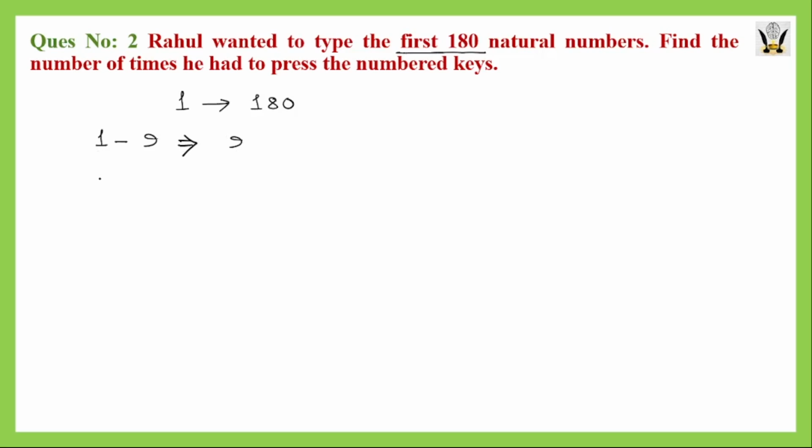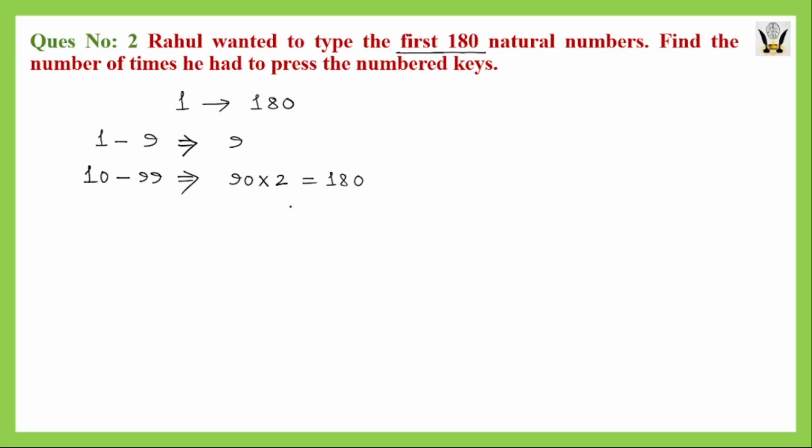Now let's consider the numbers which are of 2 digits, from 10 to 99. From 10 to 99 there will be 90 numbers, and since every number is a two digit number, for typing every number he needs to press the keys twice. So since there are 90 numbers, in total it will be 180.